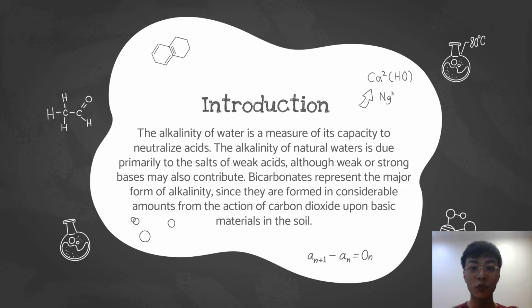The alkalinity of water is a measure of its ability to neutralize acid. The alkalinity of natural water is primarily due to the salts of weak acids, although weak or strong bases may also contribute. Bicarbonates are the main form of alkalinity because they are formed in considerable quantities by the action of carbon dioxide on the basic substances in the soil.